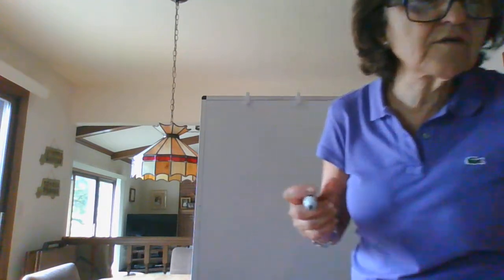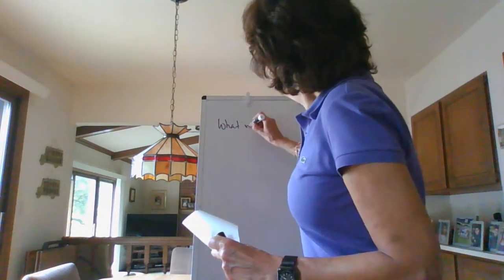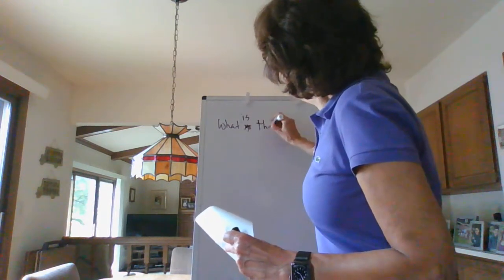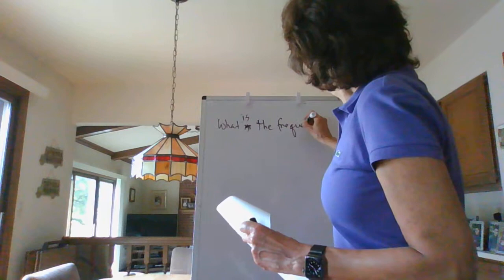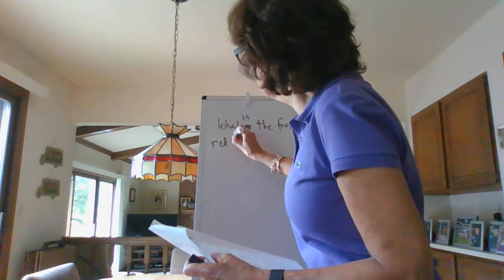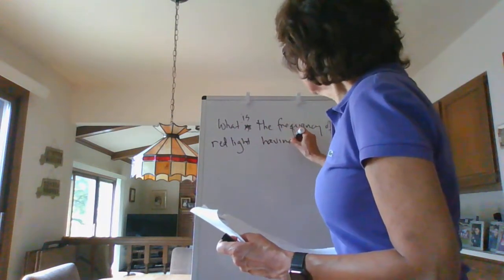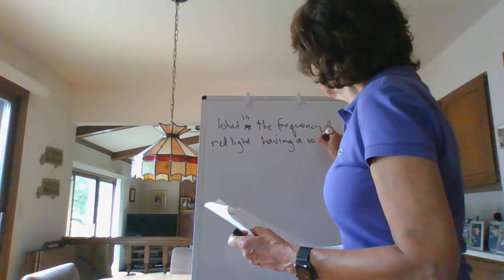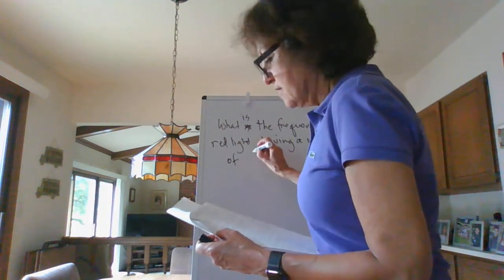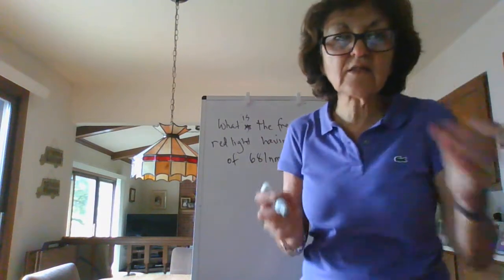This question says, what is the frequency of red light? This is part of the visible spectrum. Red light having a wavelength of 681 nanometers. Now notice, they've given us the wavelength in nanometers.